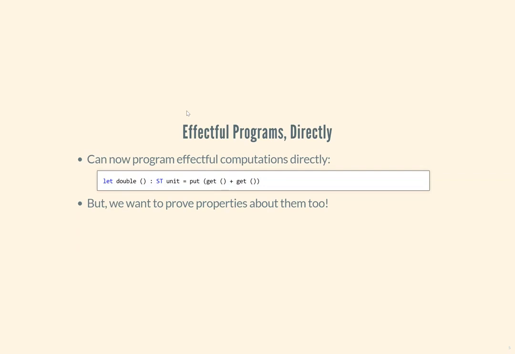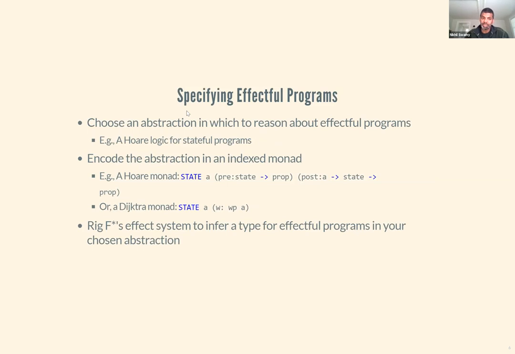If I skip the questions, another one from the chat was about whether we can define non-monadic effects. I'm not sure what effects are not monadic, but anyway, strictly speaking, yes. A lot of what we do in F-star is define effects that are kind of refinements of monads. They're like various kinds of indexed monads that are technically not monads themselves, but are close to monads. And that's a very common thing to do.